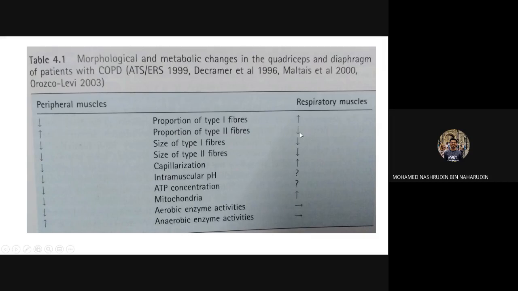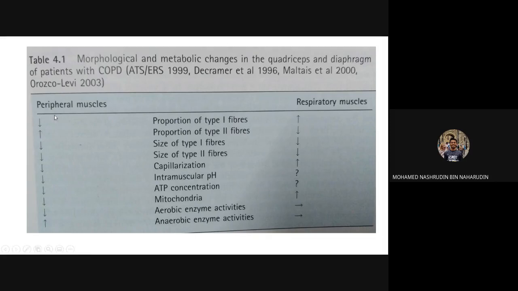Meaning that the inefficiency of breathing activity becomes higher, so you have to force your respiratory muscles in order to breathe, and this will increase the endurance of the muscles involved. That's why you will see an increase in type 1 muscle fiber whilst reducing type 2 muscle fibers in your respiratory muscles.